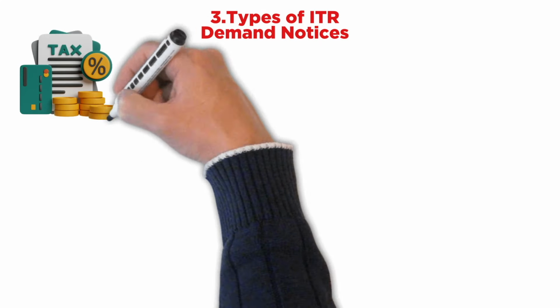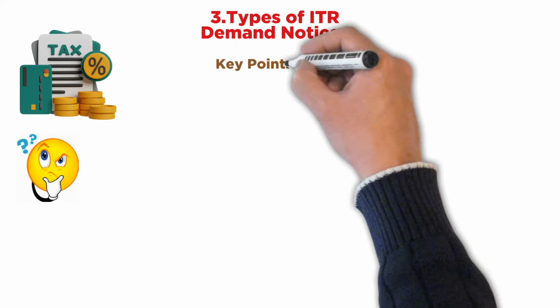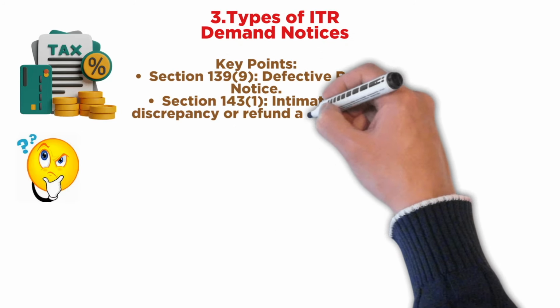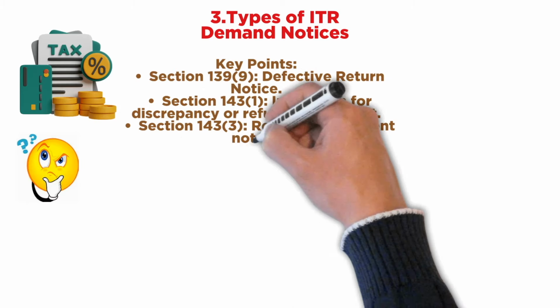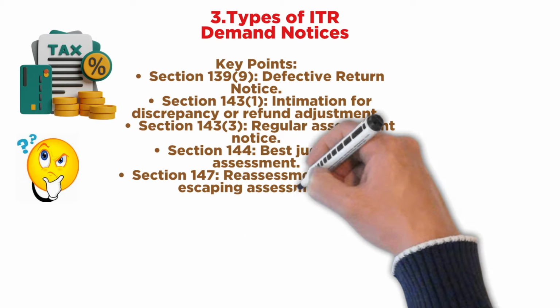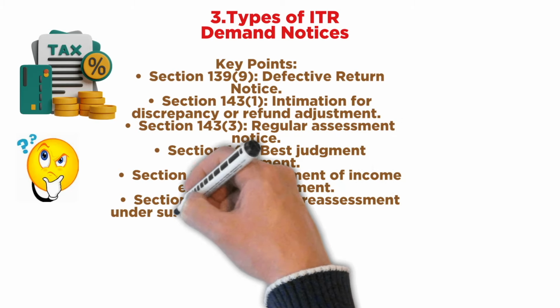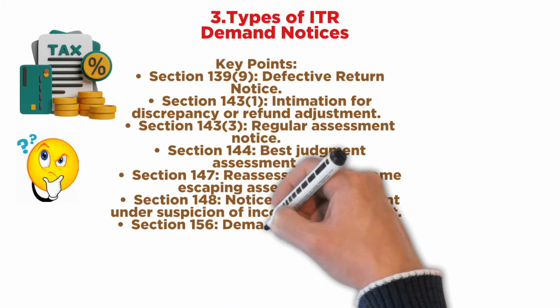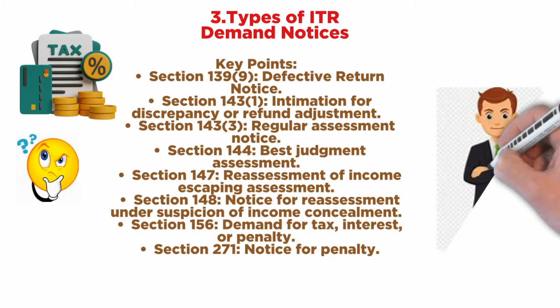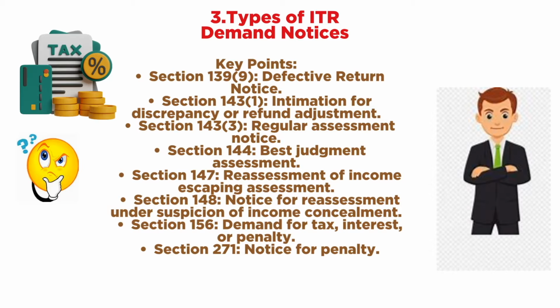For instance, a notice under Section 143(1) highlights simple discrepancies or refund adjustments. A notice under Section 147 or 148 deals with reassessment, often when the department suspects income concealment. Understanding these sections will help you address the notice effectively.